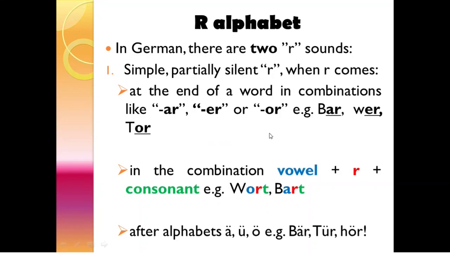Then the simple R sound also comes in German words after certain German alphabets, which you will do with me later on, like the ä, ü, and the ö, as in examples like Bär, which means the English animal bear, Tür, which refers to a door in English, and Hör. And Hör is the imperative form here when you're commanding somebody or asking somebody to listen. Then you will say Hör.